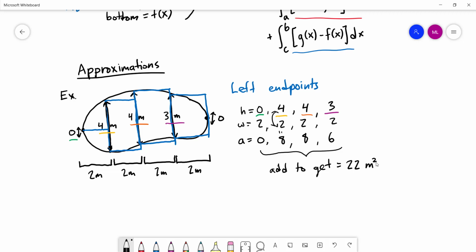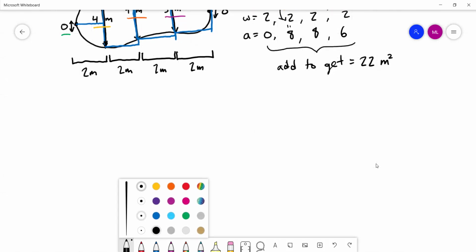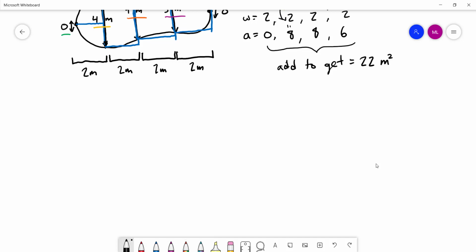You could do the same thing with the right endpoints. You could do a bunch of stuff like that. So just keep this type of thing in mind. You may see a problem like this on the homework. Let me do one last example and let you guys go, or one last topic really.